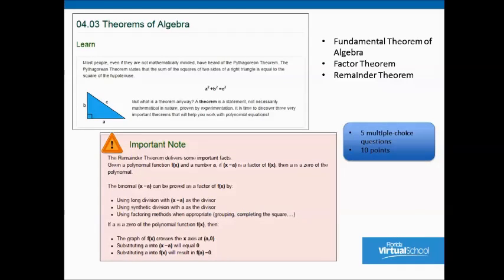4.03 gets into the theorems of algebra, and there's that important note box, that pink box that students really need to know. The theorems that they learn in this lesson are the fundamental theorem of algebra, the factor theorem, and the remainder theorem. The assessment is 5 multiple choice questions worth 10 points.